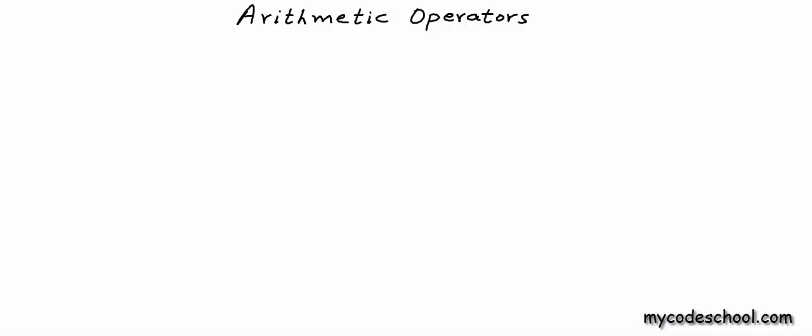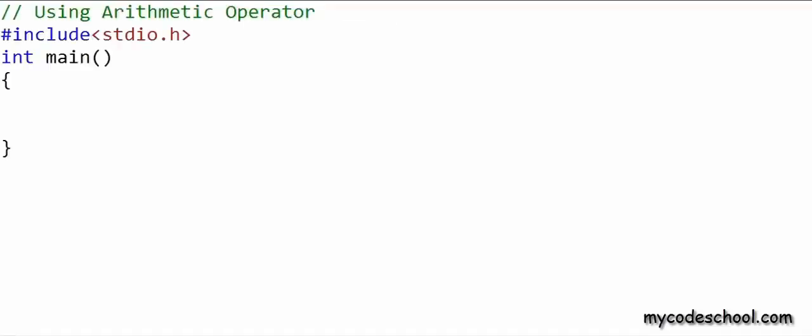In our previous lesson, we saw how we can read input and print output using scanf and printf, and we also wrote a basic program to find the product of two numbers. Now in this lesson, we will see in detail how we can use various arithmetic operators to perform calculations in our program. Let's get started by writing some code.